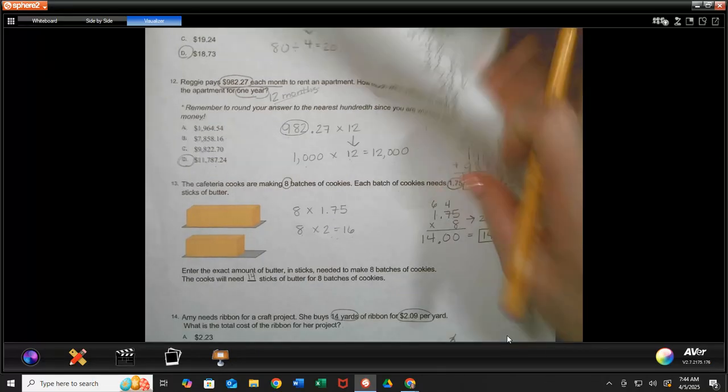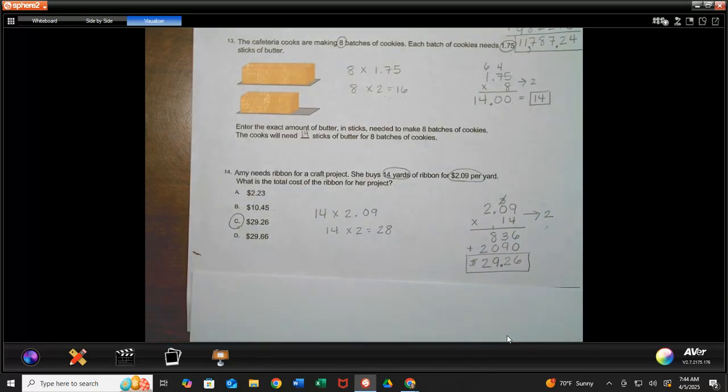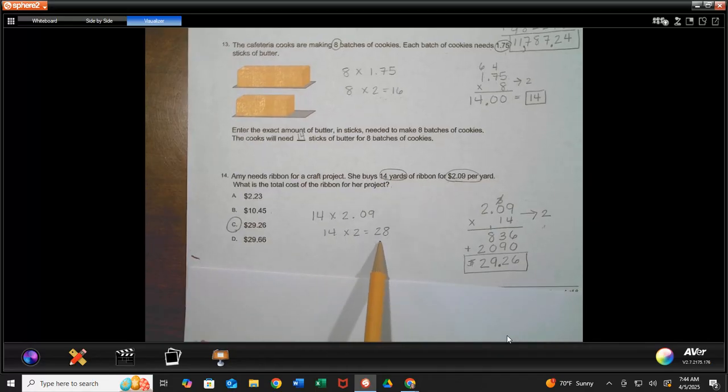Number 14, Amy needs ribbon for a craft project. She buys 14 yards of ribbon for $2.09 per yard. What is the total cost of ribbon for her project? So again, I'm given the unit rate. 1 yard is $2.09. She's buying 14 yards, so I need to combine 14 groups of $2.09. So a quick estimate, 14 times 2 is a little bit of an underestimate, my bad, $28.